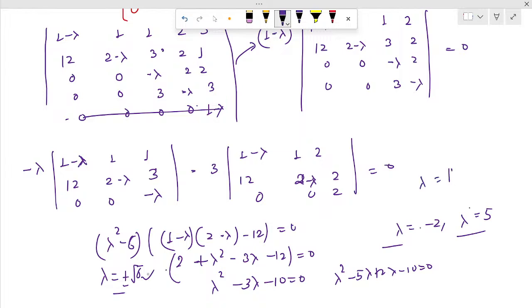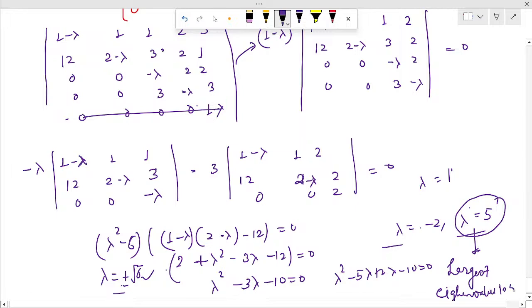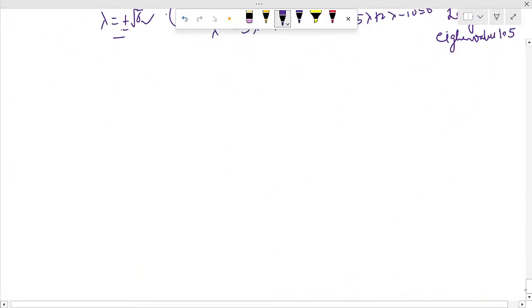1, 2, 3, 4, 5. So in totality you have 5 eigenvalues. The highest eigenvalue would be lambda is equal to 5. So largest eigenvalue is 5.